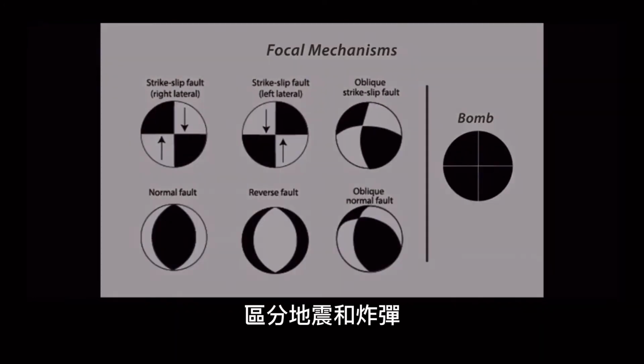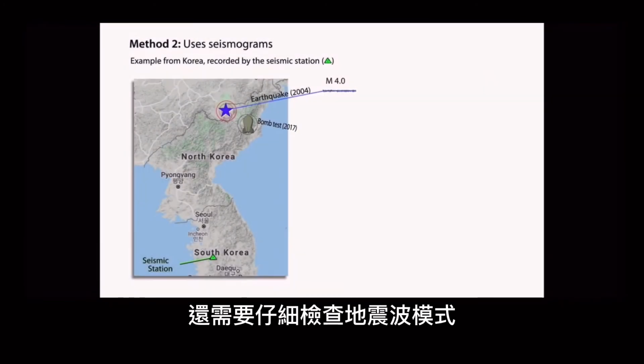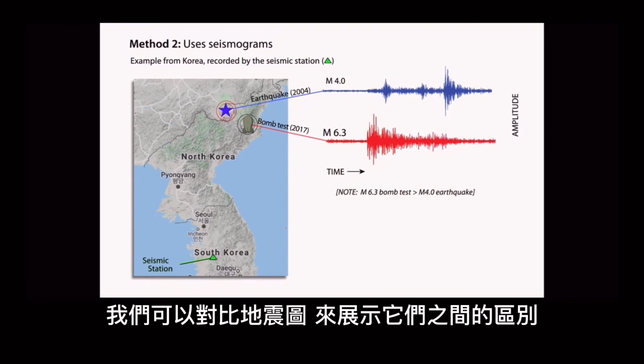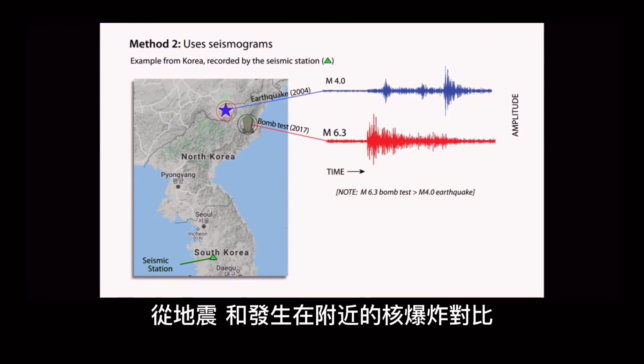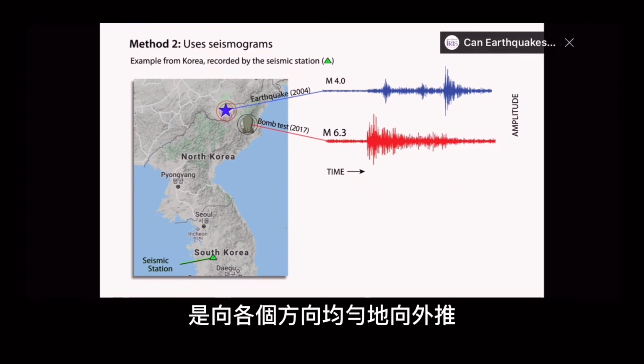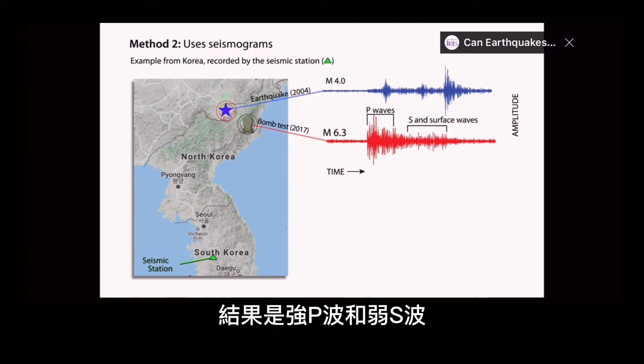Distinguishing an earthquake from a bomb also requires a close examination of seismic wave patterns. We can show the difference between them by using pairs of seismograms from earthquakes and nuclear explosions that occur near each other. Because the seismic energy of an explosion pushes outward equally in all directions, the result is strong P waves and weak S waves.